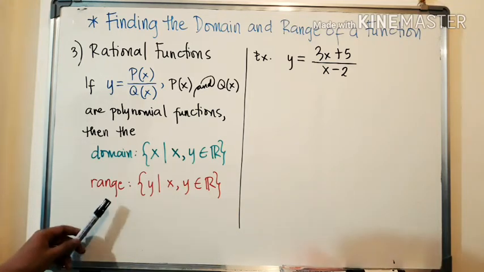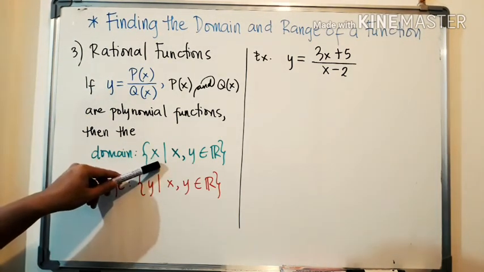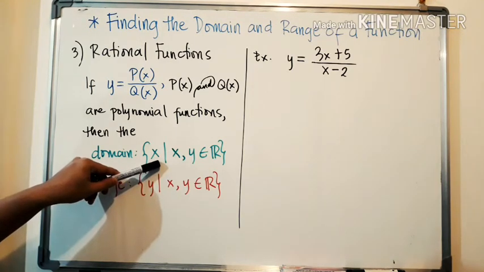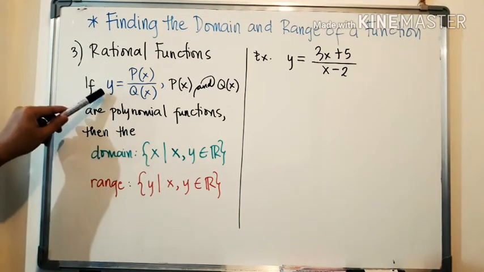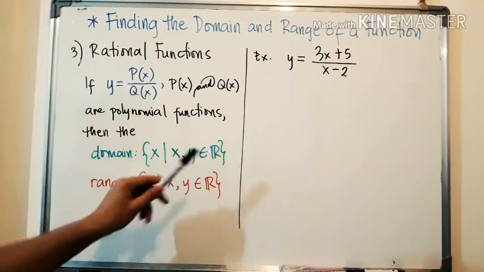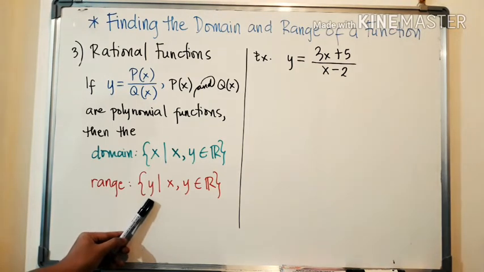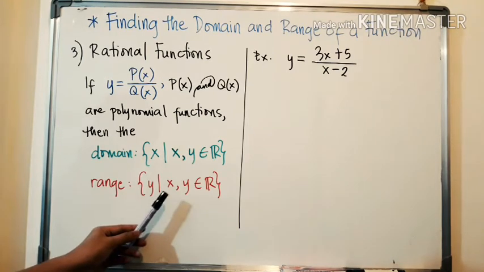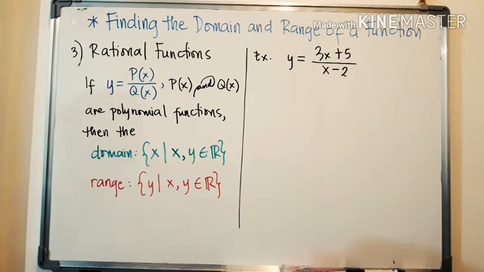This means the domain of a rational function is the set of values of x wherein the value of the rational function is defined and is real. And the range of the rational function is the set of all y's such that when you substitute these values of y, the rational function is still defined and is real. Meaning, there are restrictions here. There are possible restrictions in rational functions.